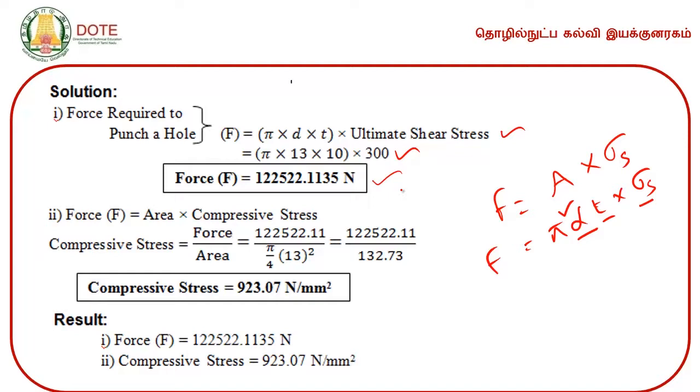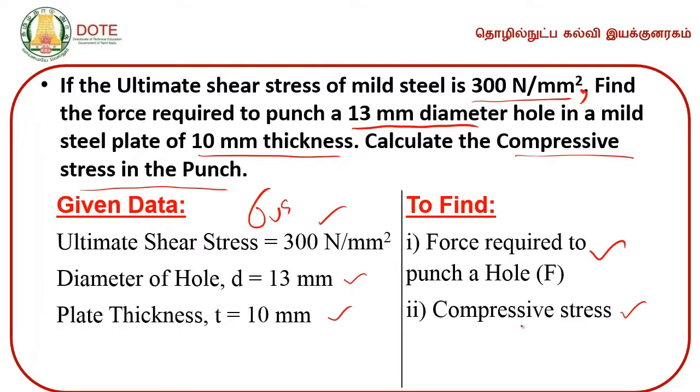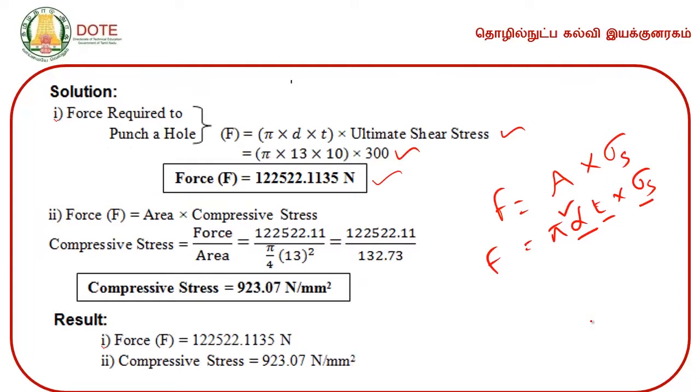Similarly, for the second value, what is the compressive stress in the punch? We can directly substitute the values. What is force? Force required is equal to area into compressive stress. From this we can calculate the compressive stress as force by area. What is area? Area is equal to pi by 4 d square. So we can determine the value of compressive stress is 923.07 Newton per mm square.